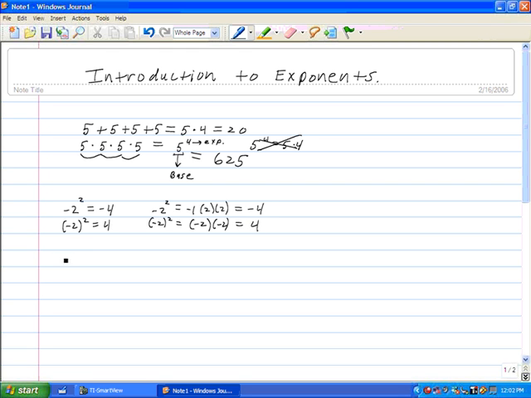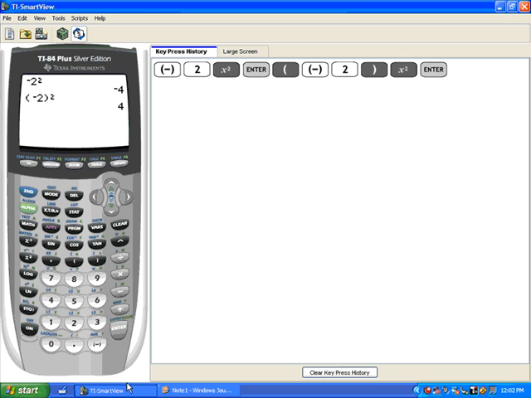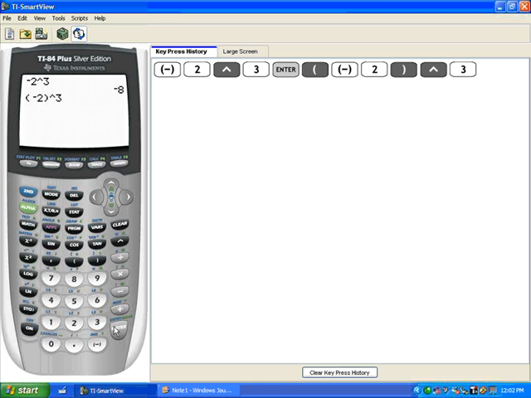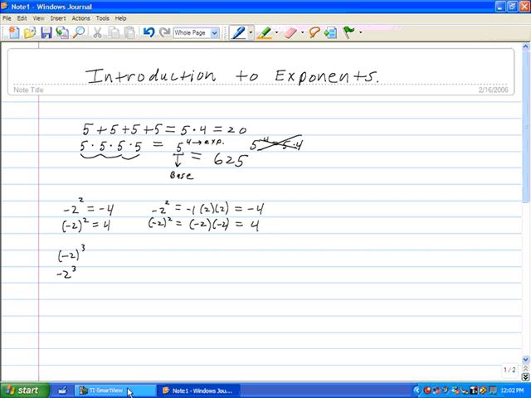And other examples that we could look at, if we had, for example, negative 2 to the third power versus the opposite of 2 to the third power, I think we'll find that on the calculator this time that negative 2 to the third power turns out to be a negative 8. We'll also find that negative 2 to the third power, when written with the parentheses, also turns out to be negative 8. But there are different reasons for this.